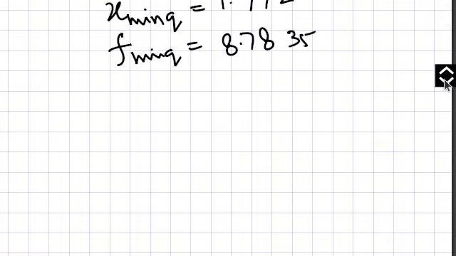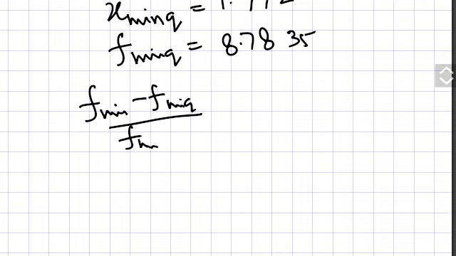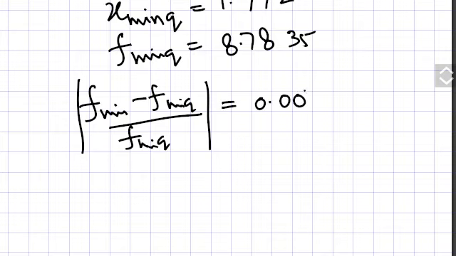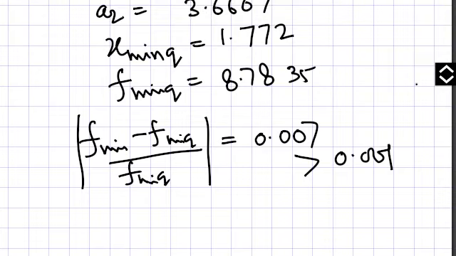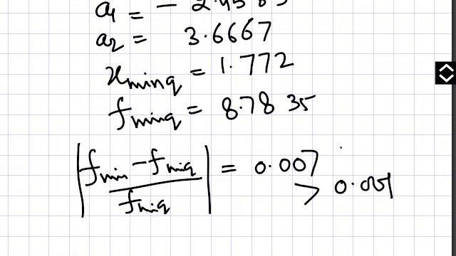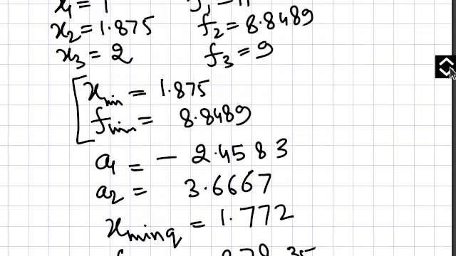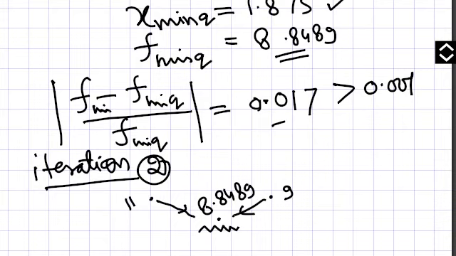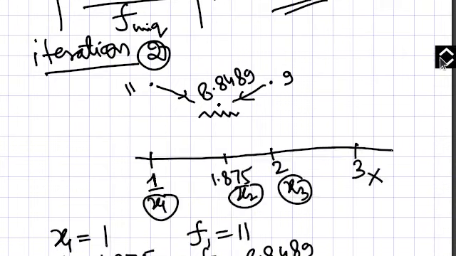Now find the error. The same formula you apply, f minimum minus f minimum q by f minimum q. Absolute values are taken for the error because we are not interested in the sign. So the error has reduced, but it is still more than the acceptable error. So you can compare, in the second iteration the error is 0.007 and here it was like this. So you can see how much error has reduced.